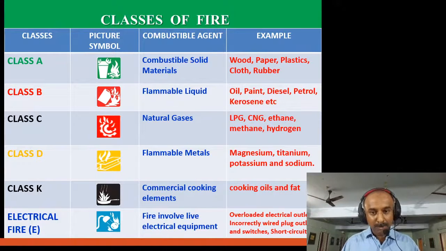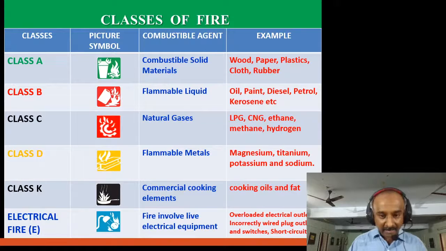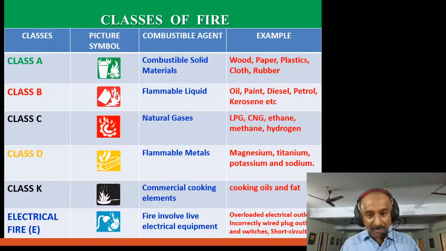Class C includes natural gases such as LPG, CNG, ethane, methane and hydrogen. Class D involves flammable metals. I have represented only a few metals here, but there are many: magnesium, titanium, potassium and sodium. The Class K fire involves commercial cooking elements such as cooking oil and fat. Finally, the electrical fire, which according to the US standard falls under the category of E.